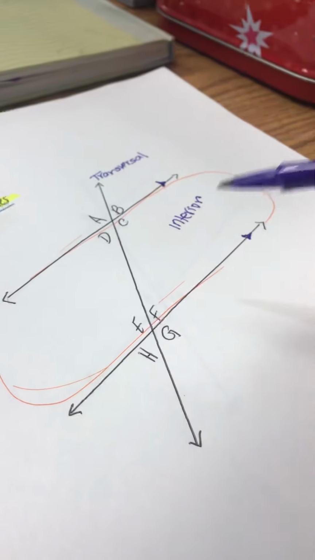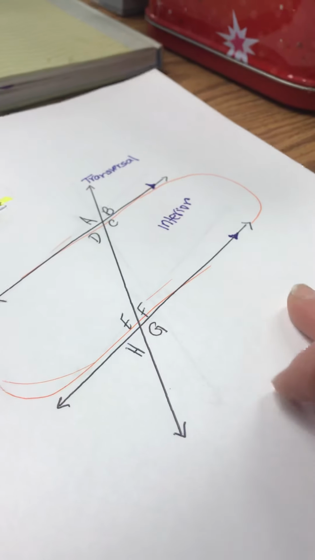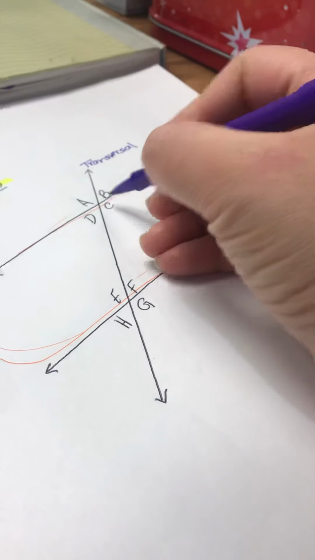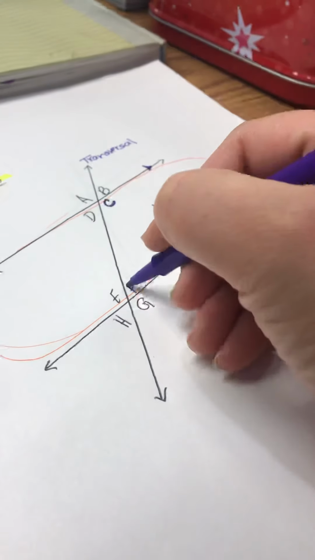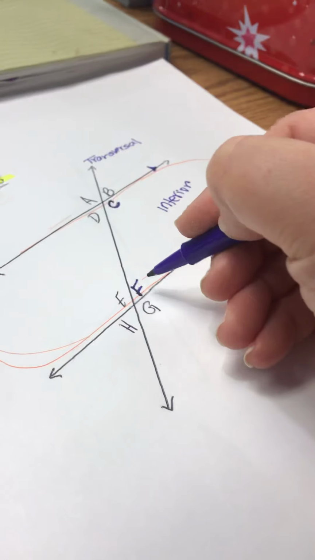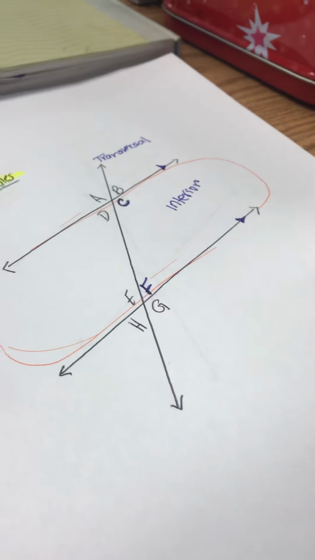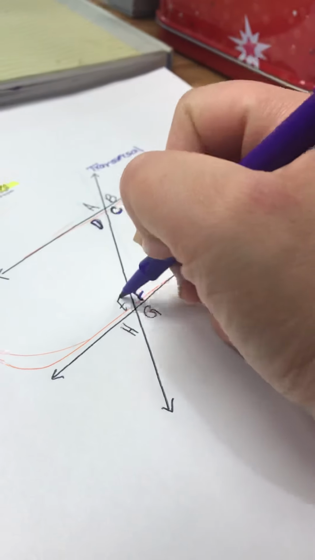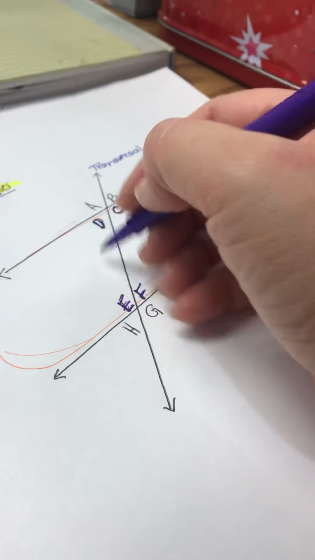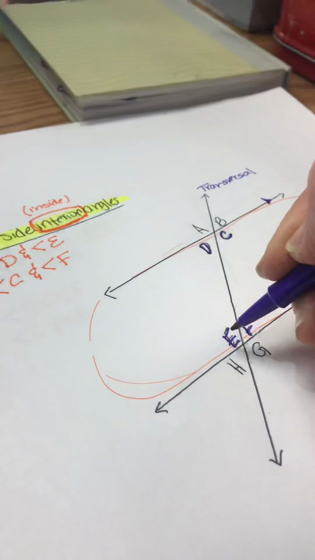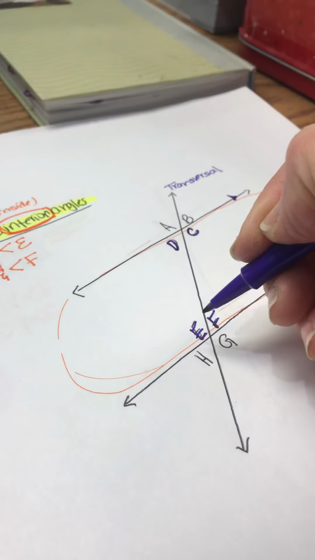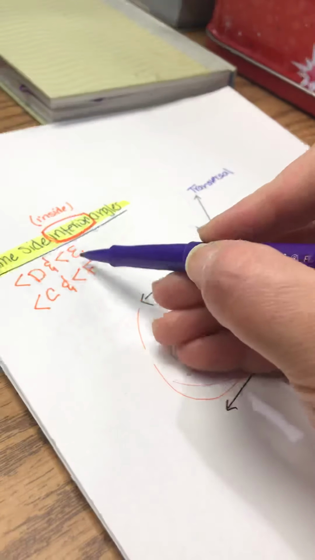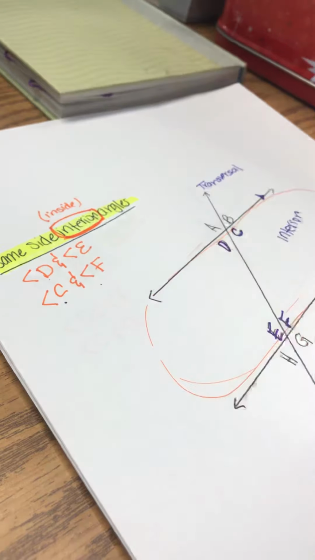The angles that are on the same side of the transversal, so let me repeat that, the same side of the transversal line, so for this instance C and F are on the same side, they are called same-sided interior angles, okay? Same thing goes here. Angle D and angle E are on the same side of the transversal, and these are called same-sided interior angles. So you have two sets of same-sided interior angles. Angle D and angle E, angle C and angle F.